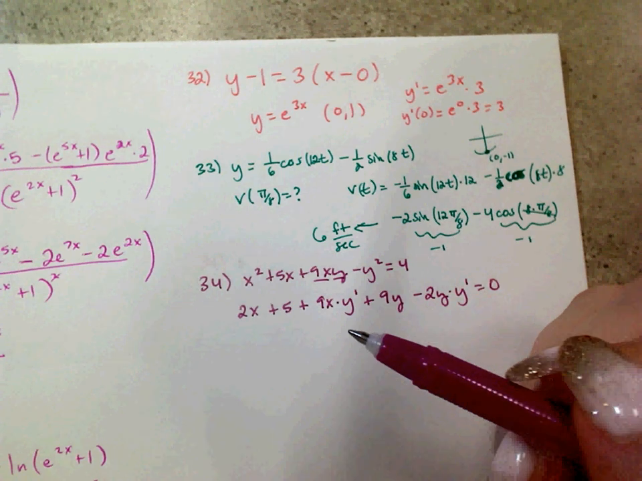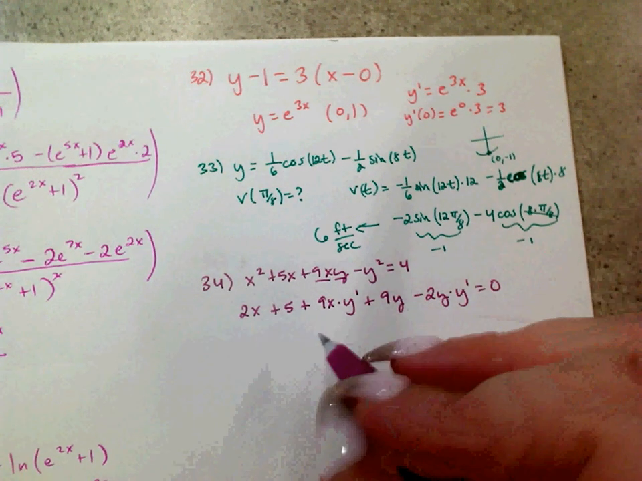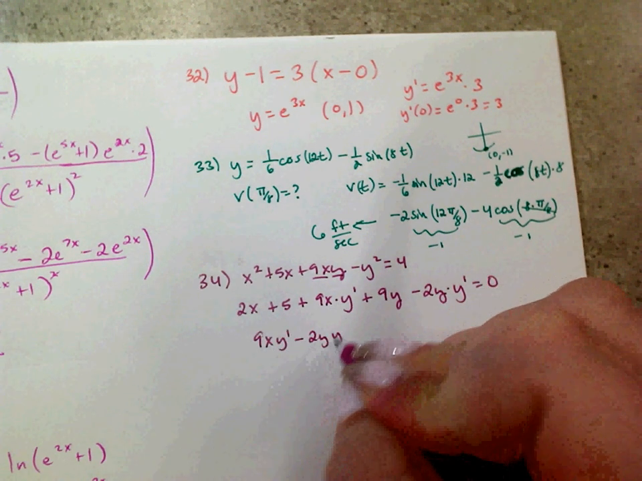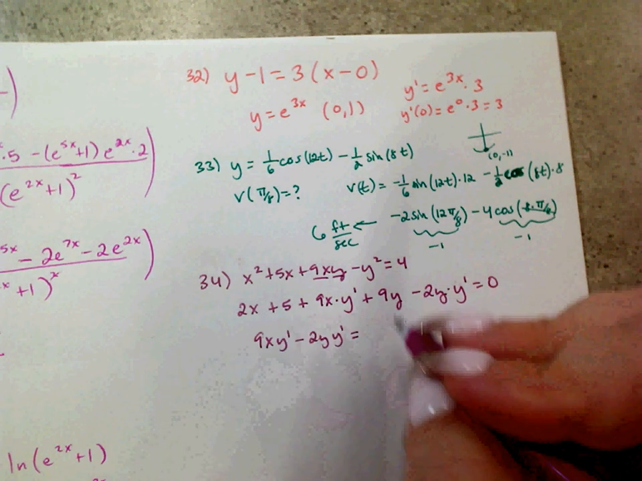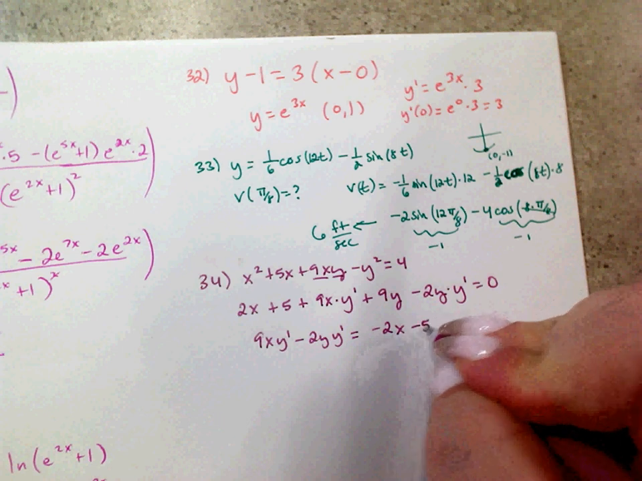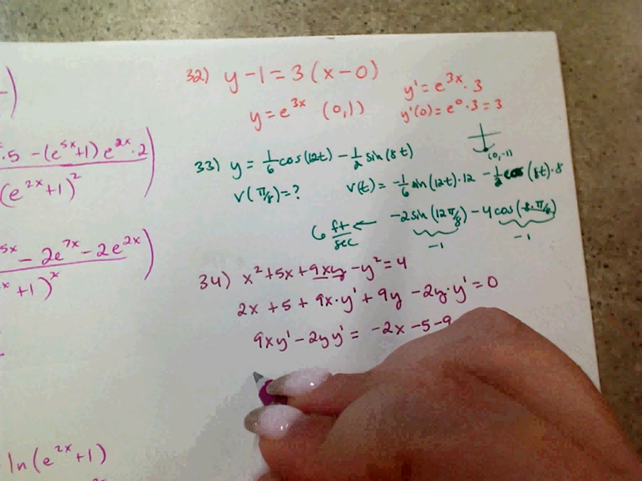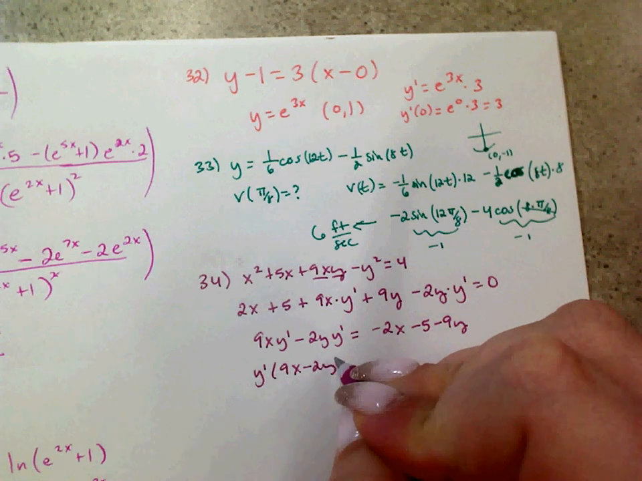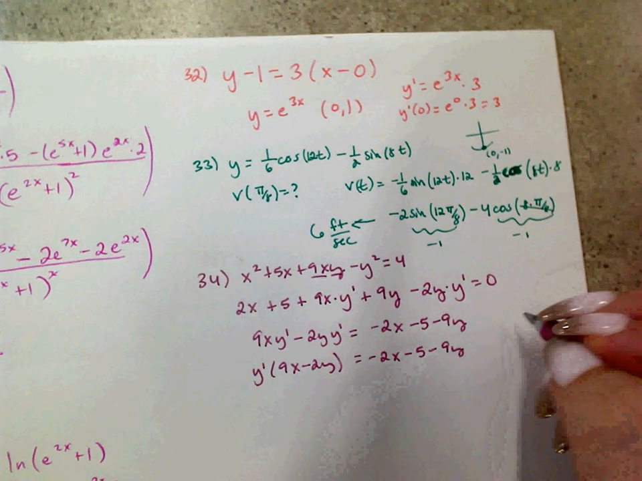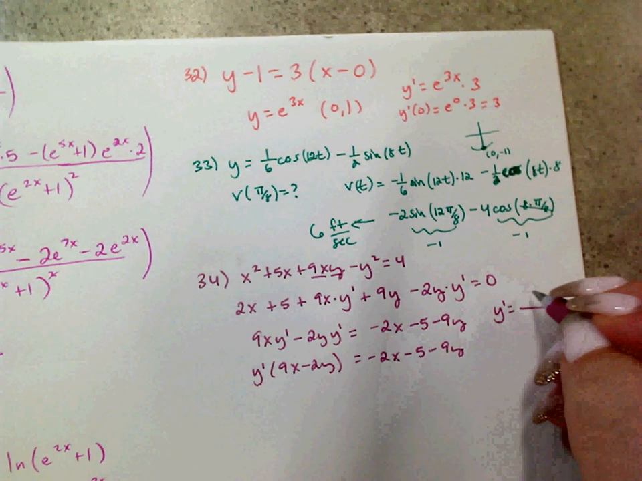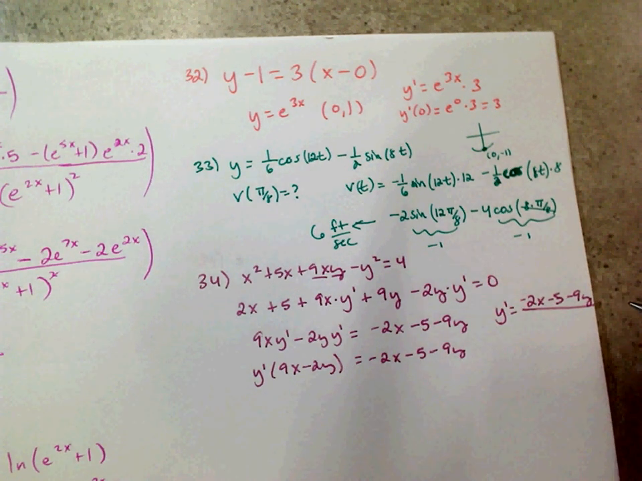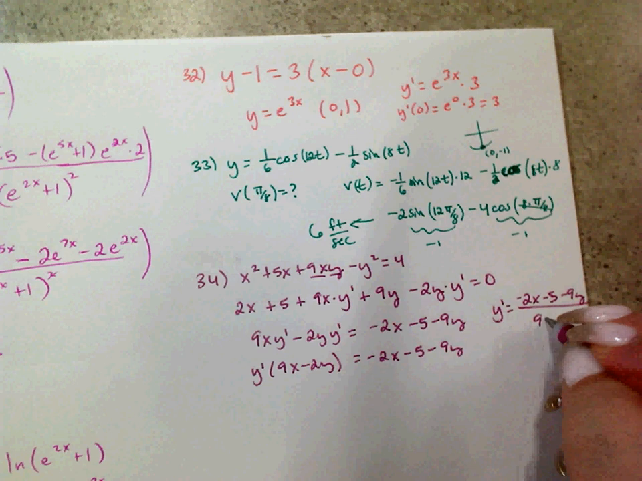It does say solve for dy dx, so 9x y prime minus 2y y prime on dy dx equals, I'm going to subtract everything without y prime in it. So -2x minus 5 minus 9y, and I'm going to factor out a y prime, 9x minus 2y, and I'm going to divide. Y prime equals -2x minus 5 minus 9y, or factor out the negative and put it in front of the entire fraction, divided by 9x minus 2y. And there we go.